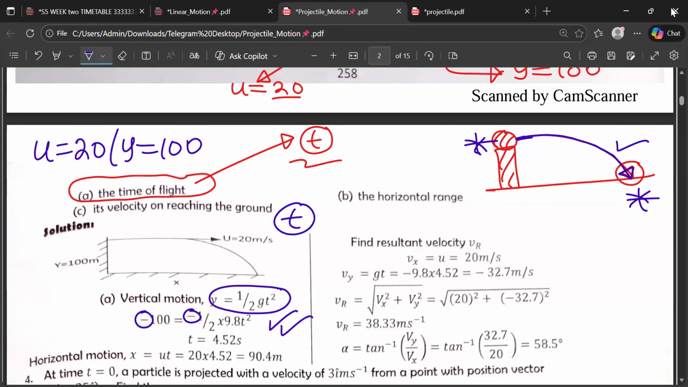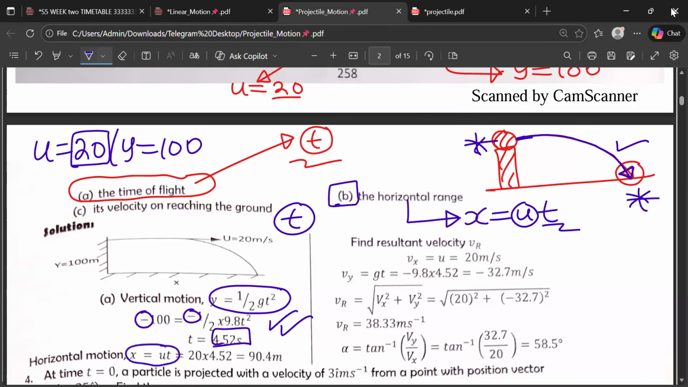Now look here, part B, they're asking for horizontal range. Horizontal range is horizontal distance x, which is the same as ut. The u is provided in the question as 20. Then the time you've obtained in part A. So just use here x equal to ut. Then the velocity on reaching the ground, don't you see that is the same question they are repeating over and over? They don't even have what to set. So questions always rotate there.